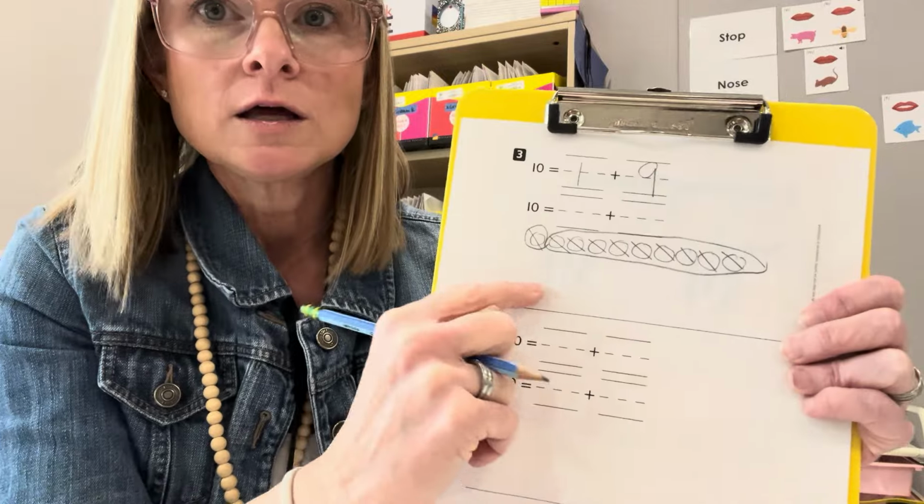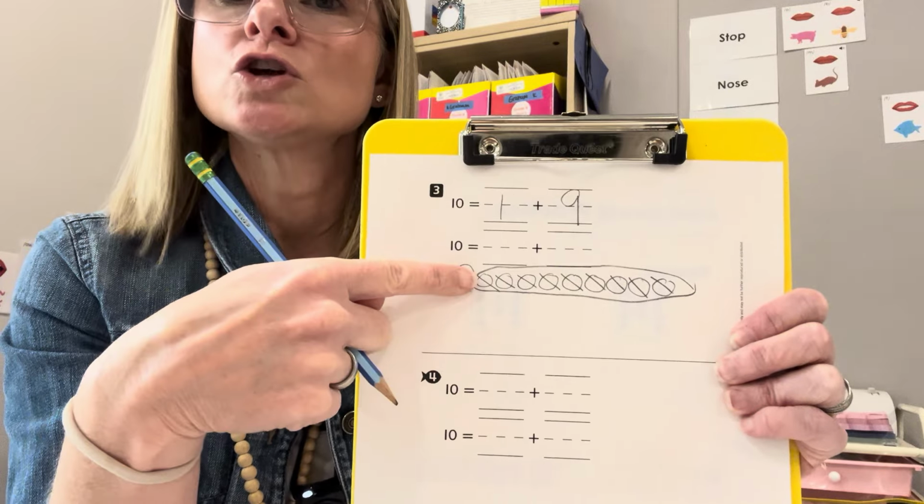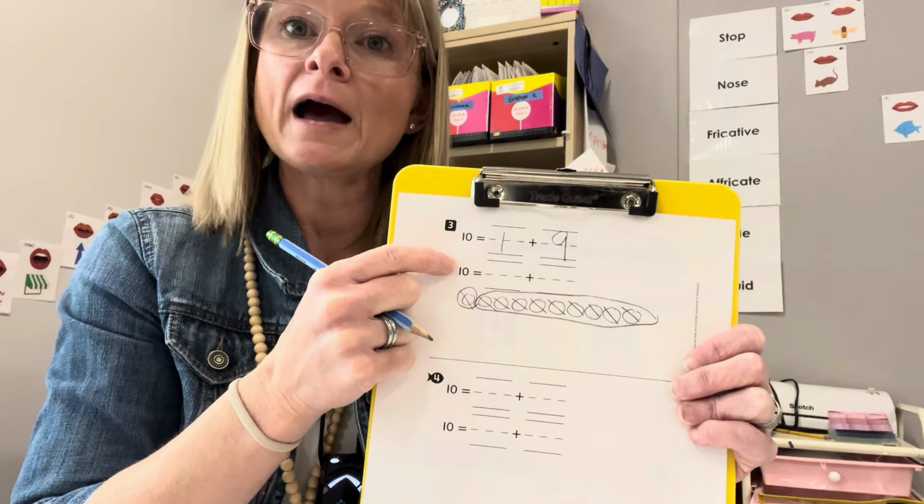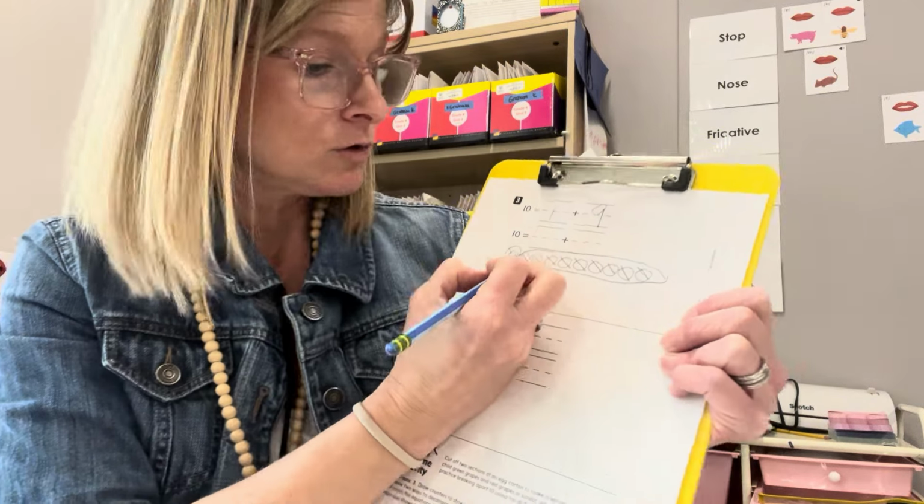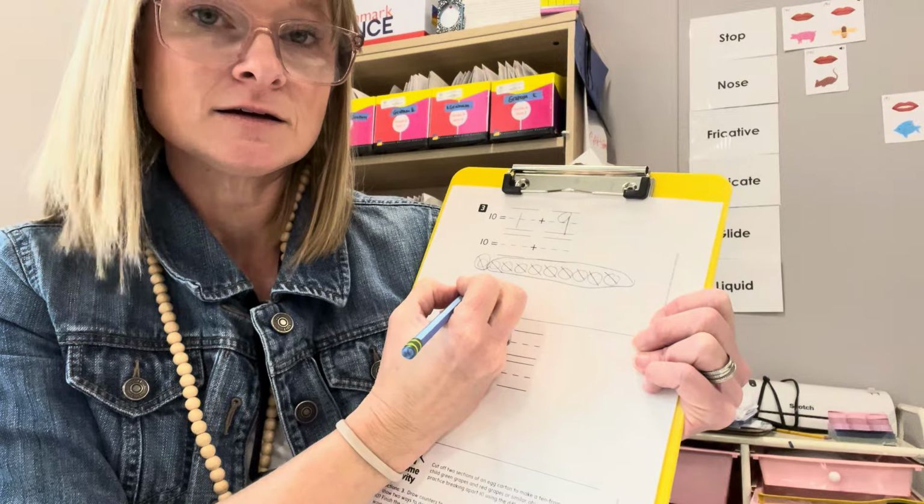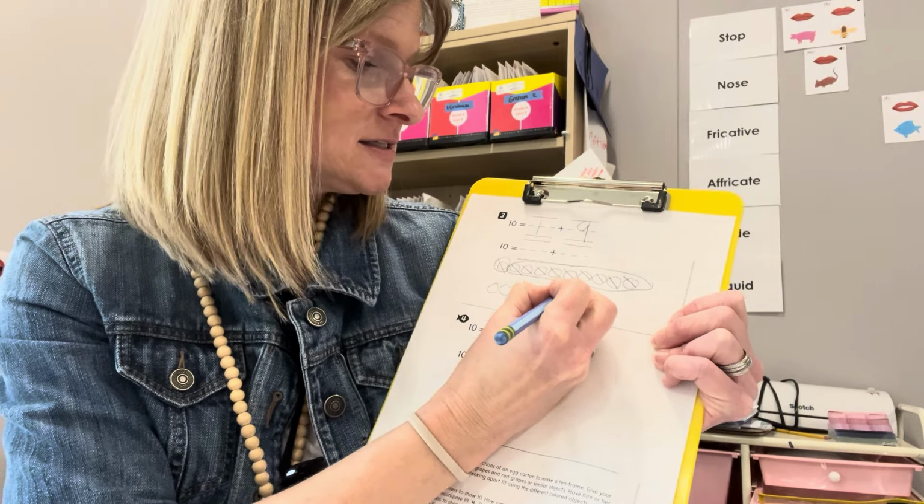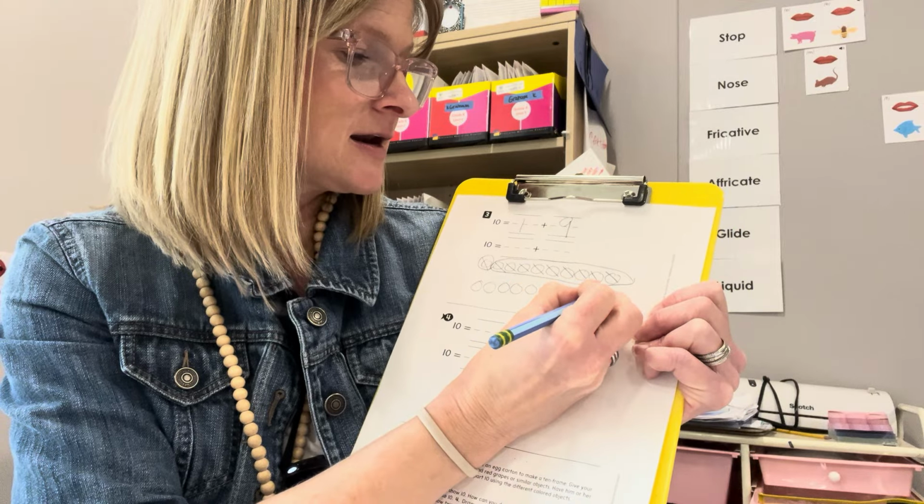Let's draw 10 counters. This is why I told you, draw them nice and neat. If you're just all over the place, now you make it hard for us to go back and do it a different way. So let's do a nice and neat 10 counters. Ready? 1, 2, 3, 4, 5, 6, 7, 8, 9, 10.